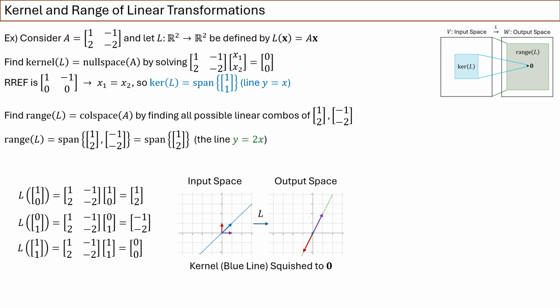Now this last point, 1, 1, is in the null space of the matrix, right? So it should be squished to 0. Anything on this blue line, if we apply this linear transformation, same as left multiplying by the matrix A, we'll get the 0 vector.